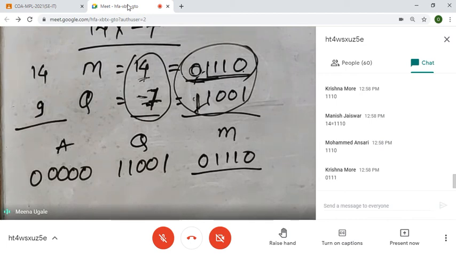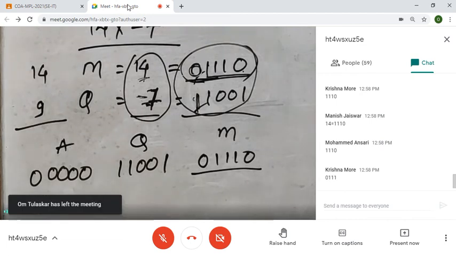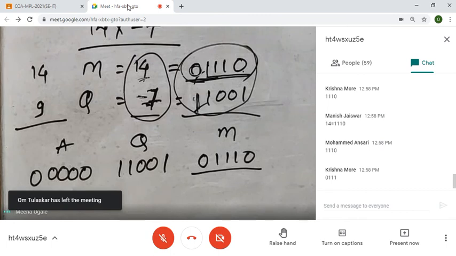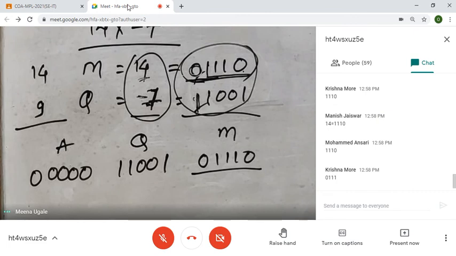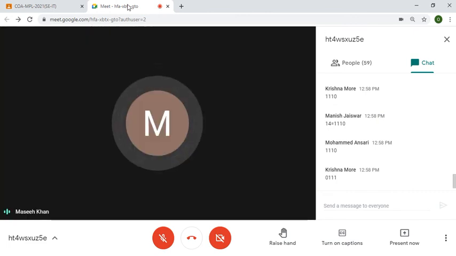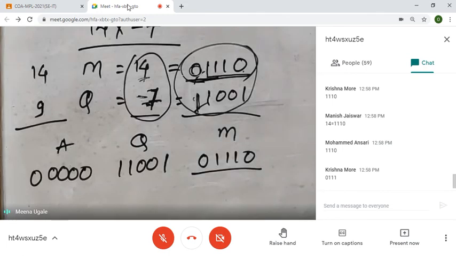If you want in-between cycle answers, tell me, I will just write that. Ma'am, for this M, we have to take the 2's complement also of this number. Yes, because you have to do A minus M. The A minus M operation is A plus 2's complement of M.